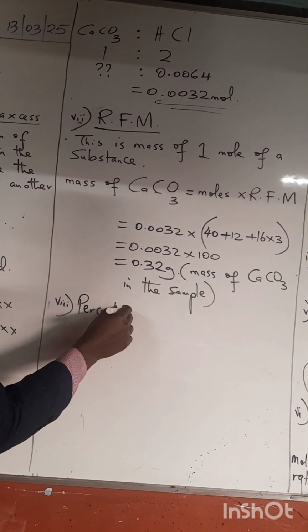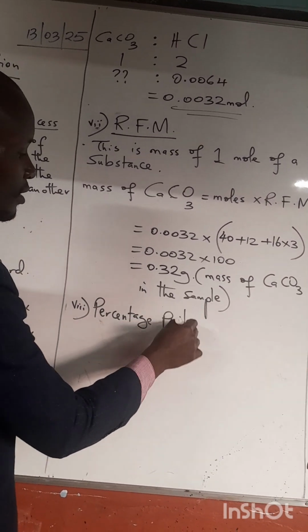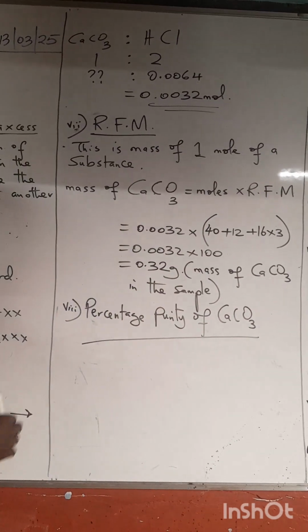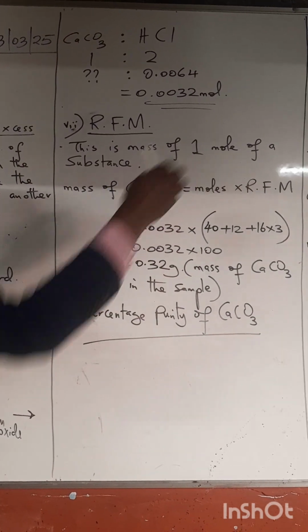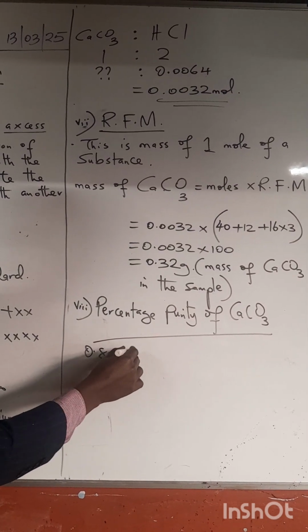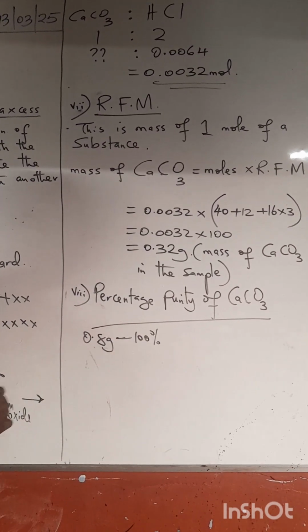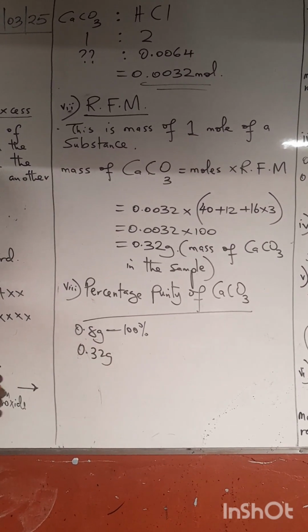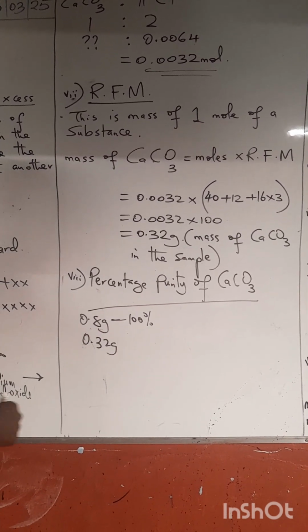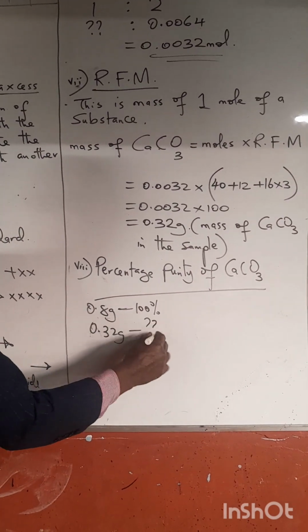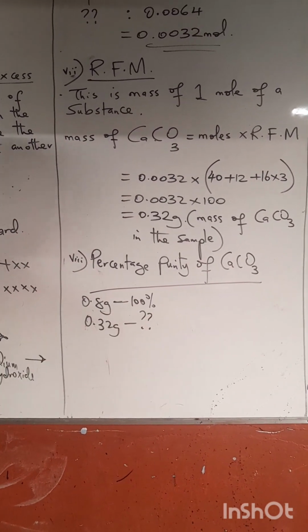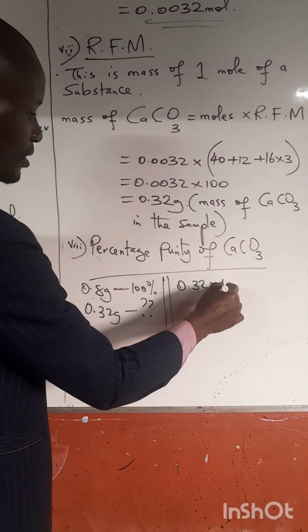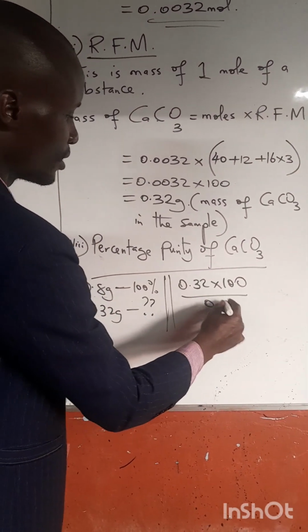So this is number 8. Percentage purity of calcium carbonate. So we take the mass of the sample to represent 100%. Then the mass of calcium carbonate itself is 0.32. How much percentage is that? Just do the simple cross multiplication. You are going to get 0.32 times 100 divided by 0.8.